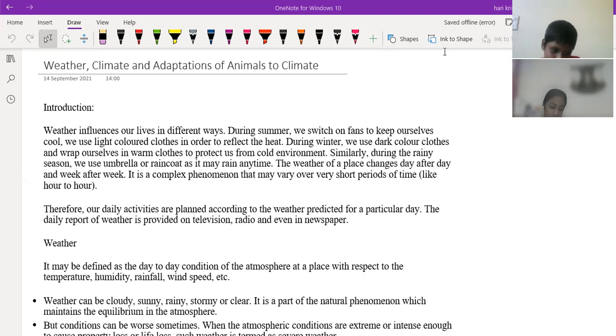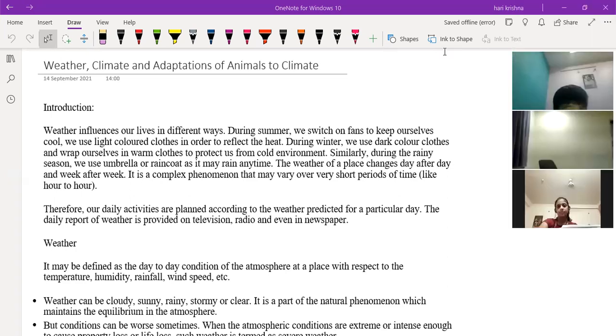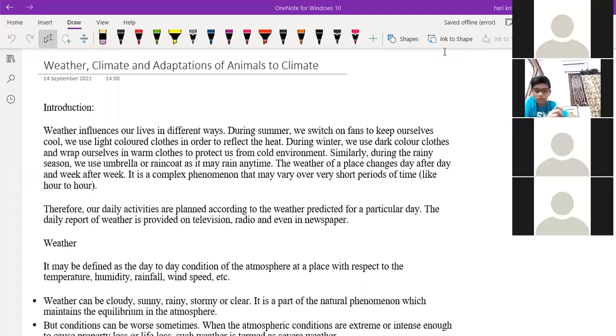Next, anyone? The difference between weather and climate. So can I tell what's weather? Yeah. So weather is the state of the atmosphere at a particular time or place in terms of certain well-defined elements. Good. Next, climate.